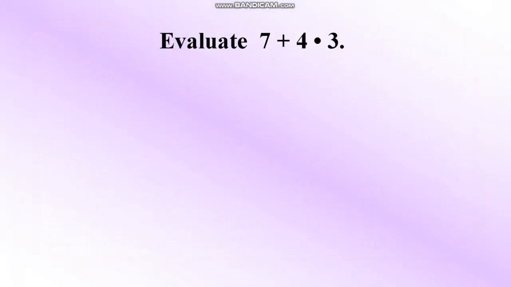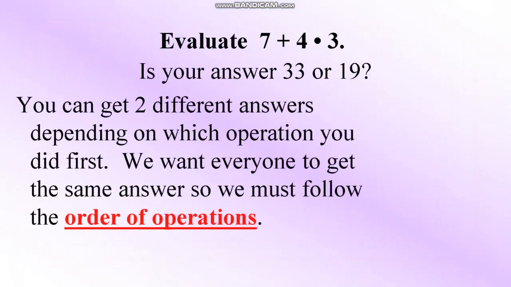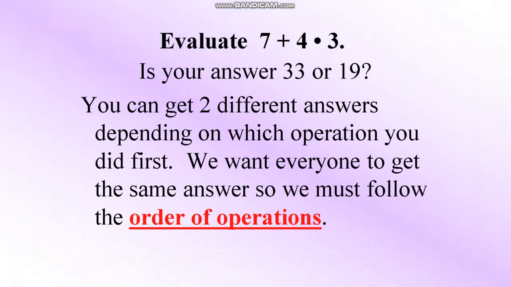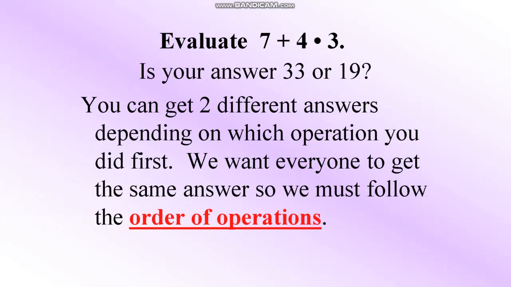Now, let's evaluate 7 plus 4 multiplied by 3. Is your answer 33 or 19? So you can get different answers depending on which operation you did first. So we want everyone to get the same answer, so we must follow the order of operations. So is your answer 33 or 19?